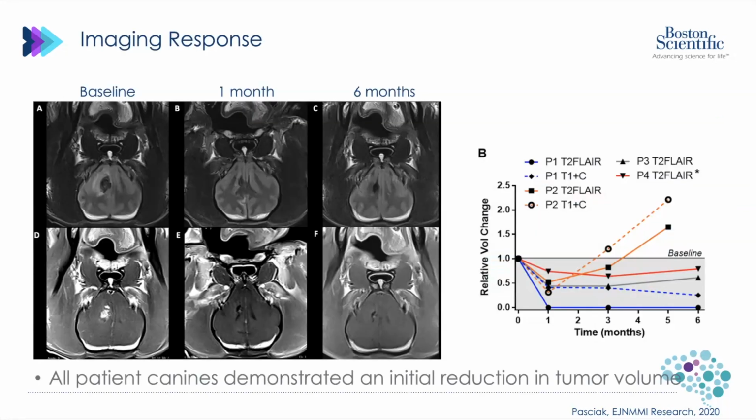So they had an initial reduction. Some stayed below their baseline. Some approached baseline after 6 months, and some started to grow. And I'm not sure why. But again, the median here without treatment is only 2 months. So you can see with a single dose, this achieves some durable responses in some of the patients, which is frankly all that we asked for.